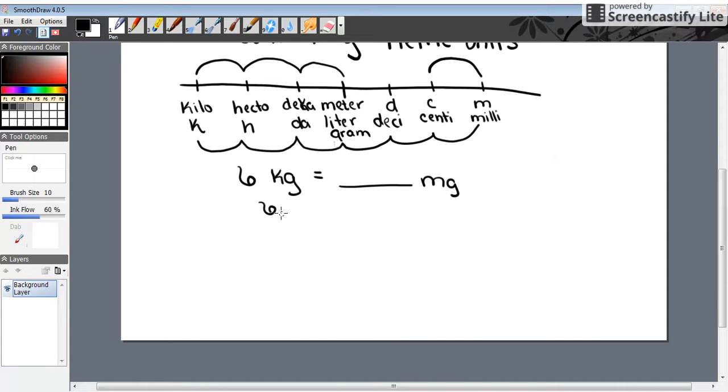Once again, there's no decimal point, so I'm going to put it at the end so it does not change my value. And I'm going to move it 6 place values. 1, 2, 3, 4, 5, 6. Fill in my missing spots with the zeros. So our answer for this one is going to be 6 million milligrams.